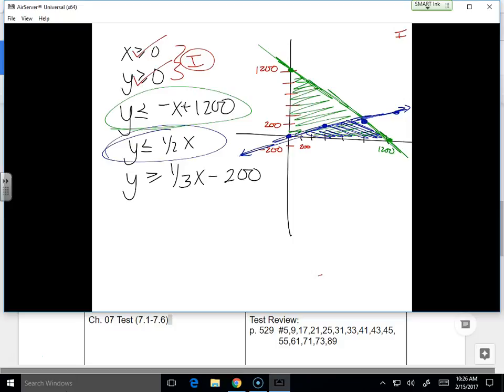And then my last one. Okay. Negative 200. Here he is. 1/3. Go up 1, over 3. Go up 1, over 3. That's not very pretty. Above or below? You guys see my final region?